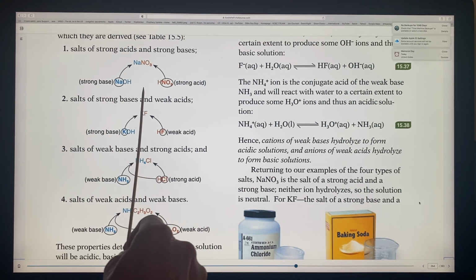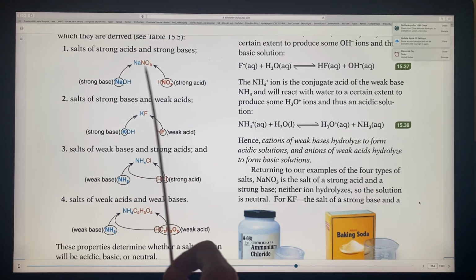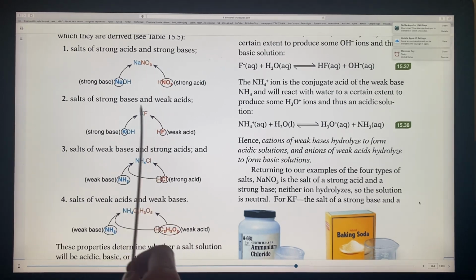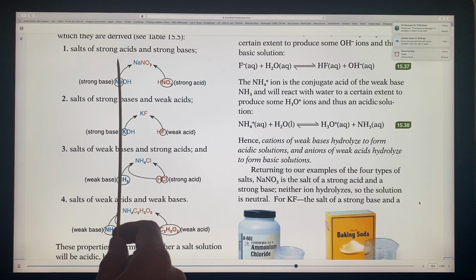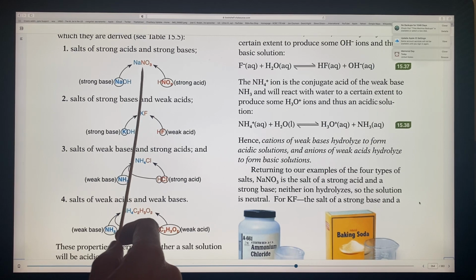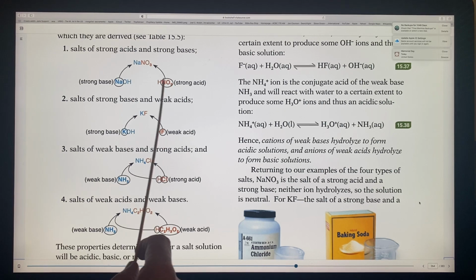The salts of strong bases and a weak acid: you can see the strong base combining with the weak acid here. We have the salts of weak bases and strong acids: this is a weak base and this is a strong acid coming together. And then we have the salts of weak acids and weak bases coming together. You might be thinking, why do we have this? It's because with a strong acid and strong base coming together, they're basically going to make the salt, and there's going to be no residual.